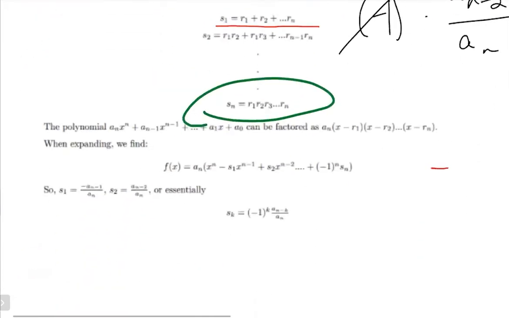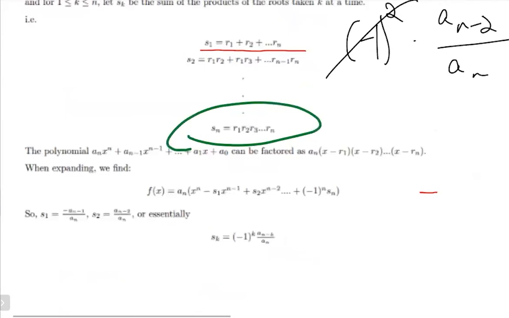All right, so essentially we have it summarized here. This is the important takeaway: the sum of the products of the roots taken k at a time is equal to negative 1 to the kth power multiplied by a sub n minus k, the coefficient of x to the n minus k, divided by a sub n, the leading coefficient.